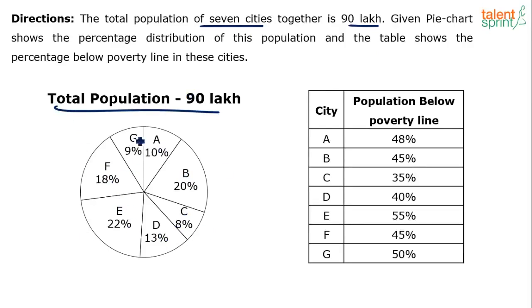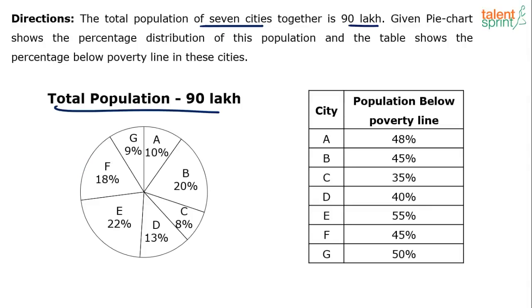So the pie chart gives you the percentage distribution of population, and the table shows the percentage below poverty line. For example, in city A, 48% of the people are below poverty line. In city B, 45%. In city E, 55%. I think a very simple case study, right?